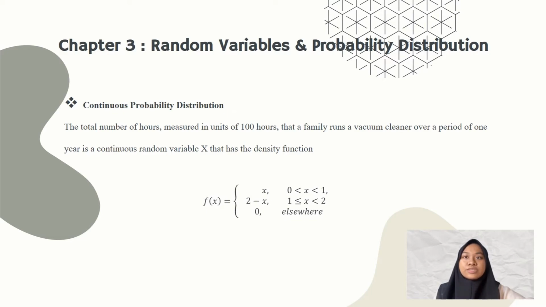Chapter 3, Random Variables and Probability Distributions. Continuous probability distribution. The total number of hours, measured in units of 100 hours, that a family runs a vacuum cleaner over a period of 1 year is a continuous random variable X that has the density function.